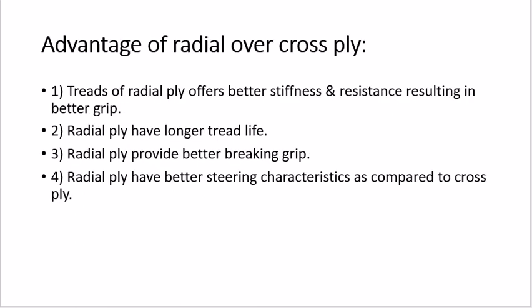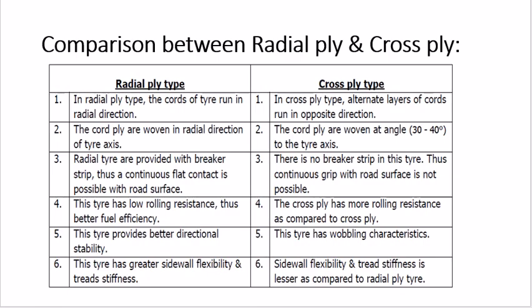And what are the advantages? You can read it through. The radial ply has a longer tread life. Radials are mostly used in this case, although they are costly, because they provide longer life. Secondly, they take much more stress compared to cross ply, and you can read through it. So these two types are quite important from the paper point of view, so you must study these and be prepared.